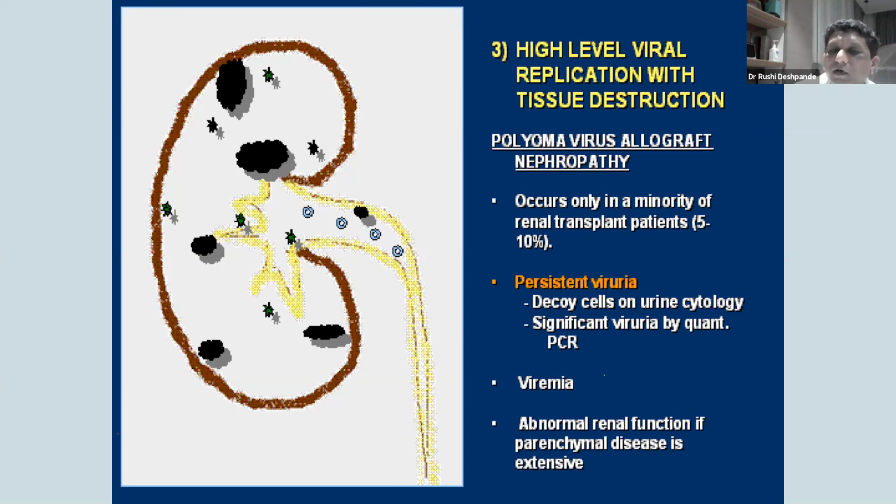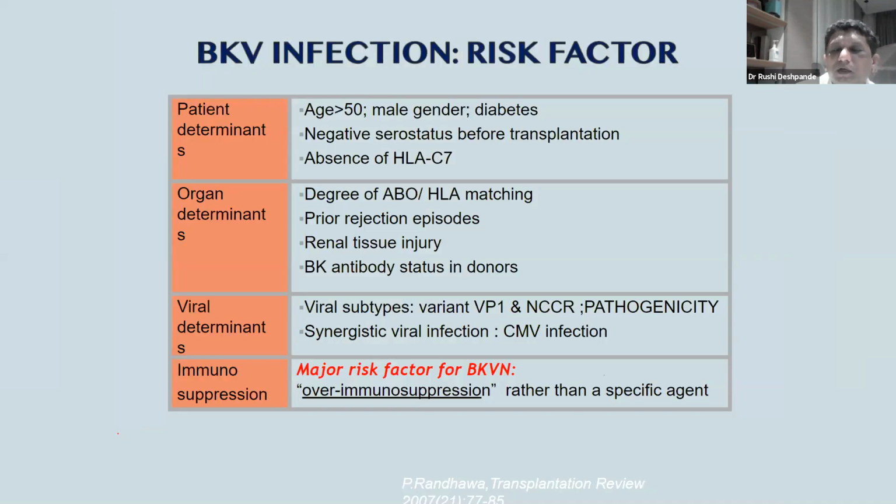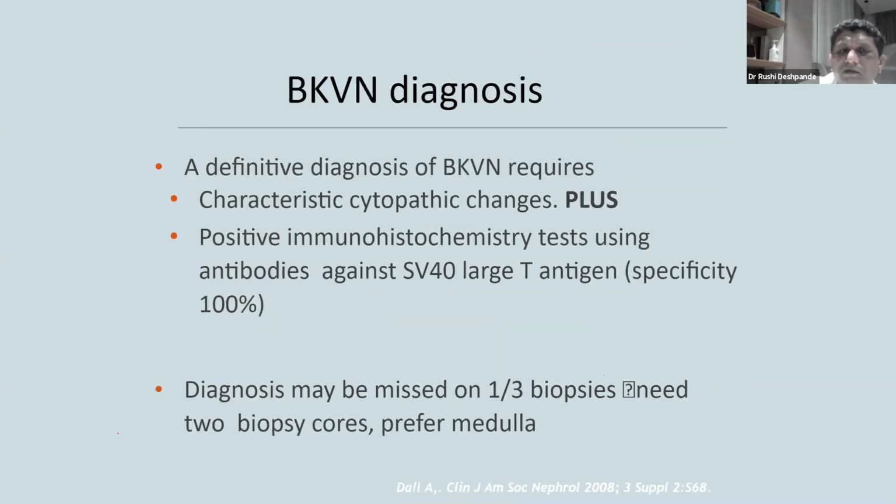Okay, so I have already explained these concepts to you: viruria, decoy cells, viremia, which are important in BK virus nephritis. Who are the patients at risk? Older age, males, diabetics, and those who are BK virus naive prior to transplantation. Higher use of immunosuppression or treatment of rejections can lead to increased incidence of BK virus. Viral subtypes are present; we'll not get into that. Commonly they can manifest as a co-infection with CMV, and it can become very difficult to treat. Major risk factors: over-immunosuppression.